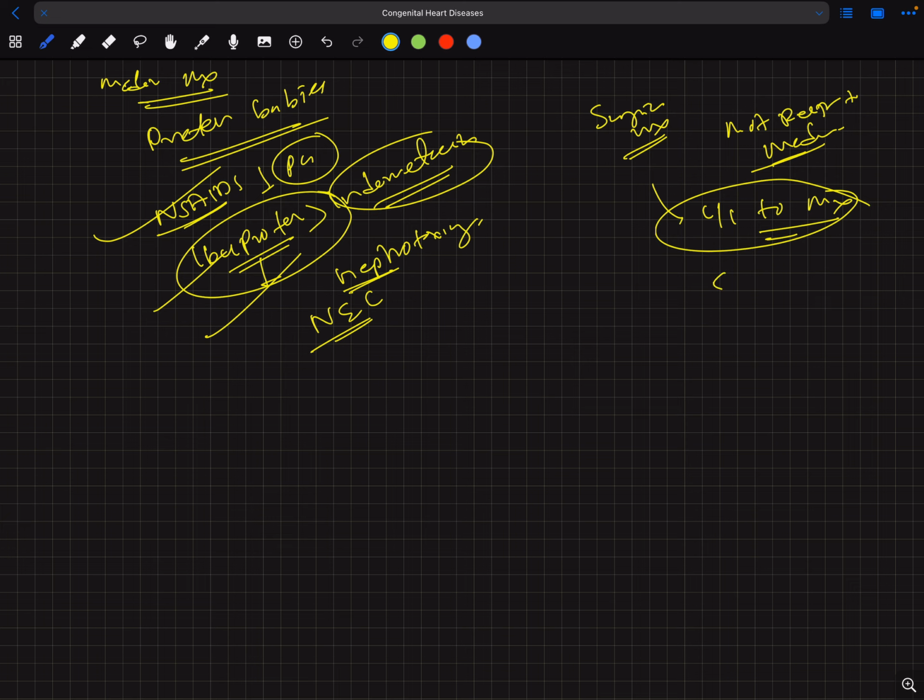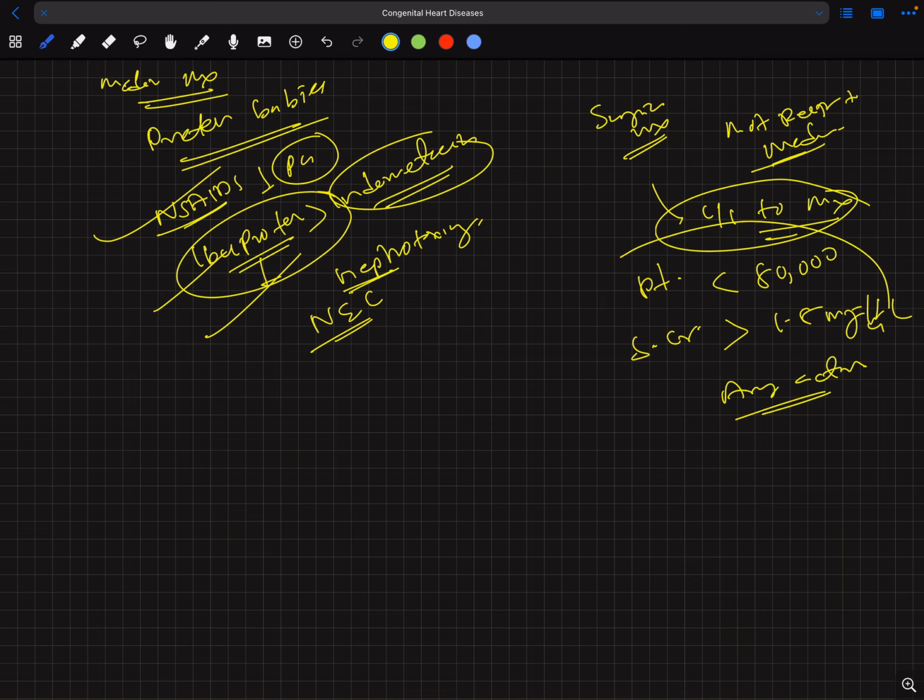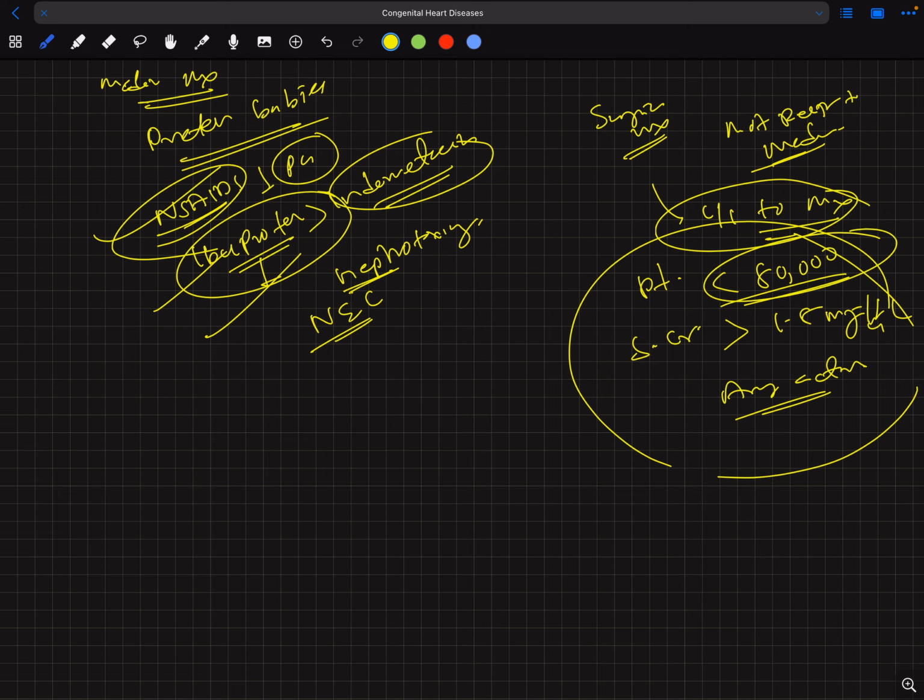One contraindication is platelet count less than 80,000. Another is serum creatinine more than 1.8 milligram per deciliter. Another is any active bleeding. As we know, these NSAIDs, like aspirin, are antiplatelet agents. So if the platelet count is already low and we give NSAIDs, there will be bleeding. That's why we don't use ibuprofen or indomethacin if the platelet count is less than 80,000.